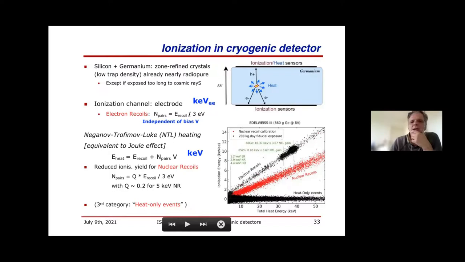And in germanium, if E recoil is above 10 to 20 eV, the number of pairs is simply the energy of the recoil divided by 3.